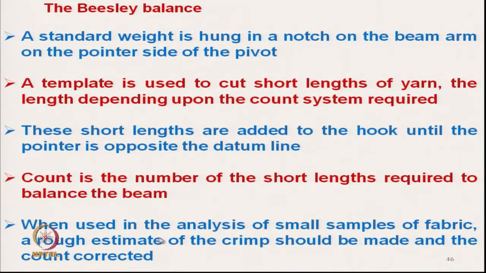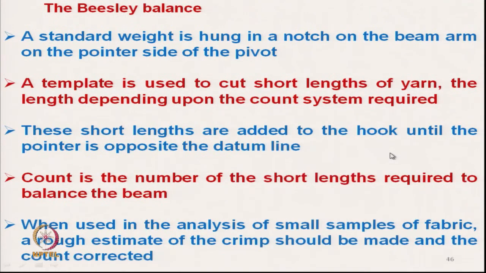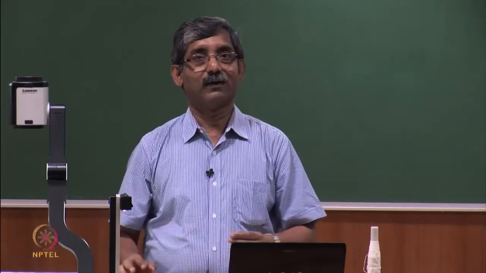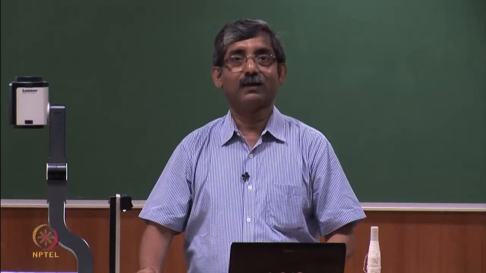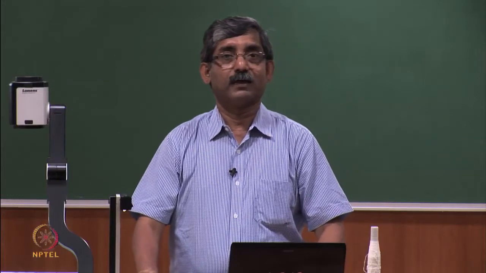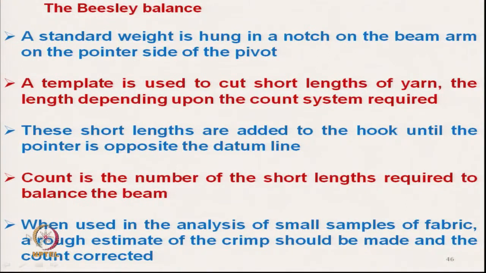When used in the analysis of a small sample of fabric, a rough estimation of crimp has to be made. So, we must know the crimp value, and only then will we be able to get the actual length, and then we can correct it. This correction is important, and then we can get the yarn count directly.